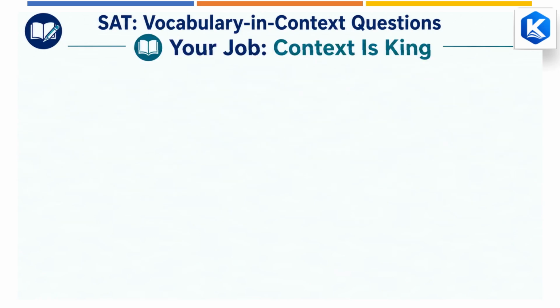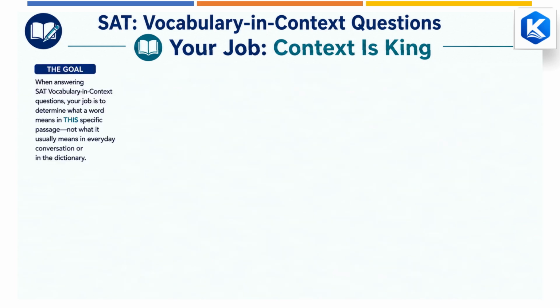When you answer a vocabulary and context question on the SAT, there is one principle you should always remember. Context is king. The SAT doesn't simply want to know whether you've memorized the definition of a word. Instead, your job is to determine, what does this word mean in this specific passage? And that distinction can completely change the answer.